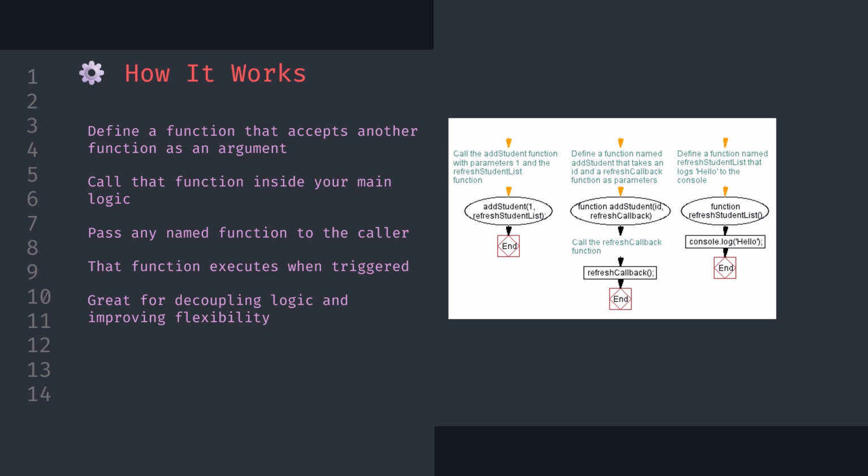We start by writing a function that accepts another function as a parameter. Inside it, you simply call the passed-in function when needed. This allows flexible behavior like callbacks, event handlers, or deferred logic. You can plug in any new logic without changing the original function.